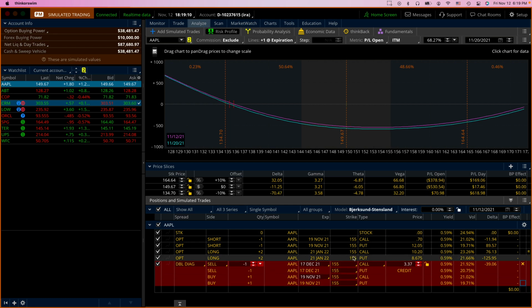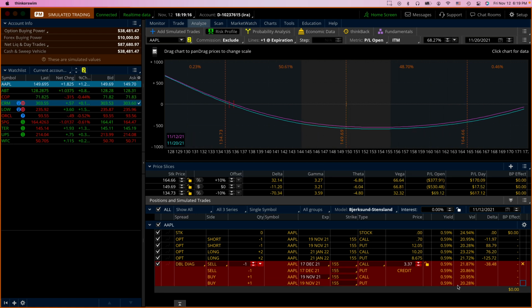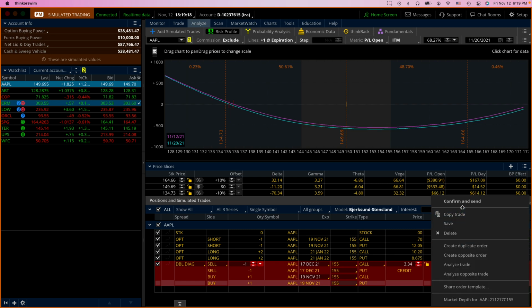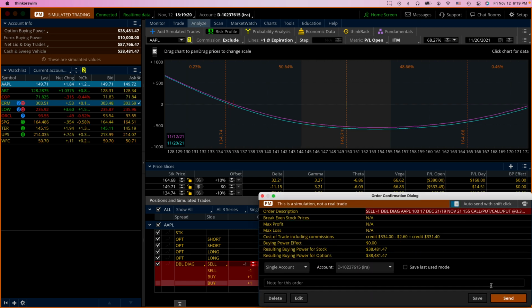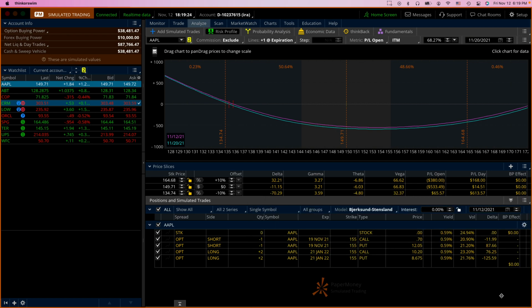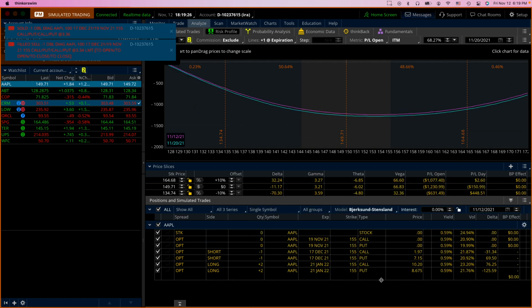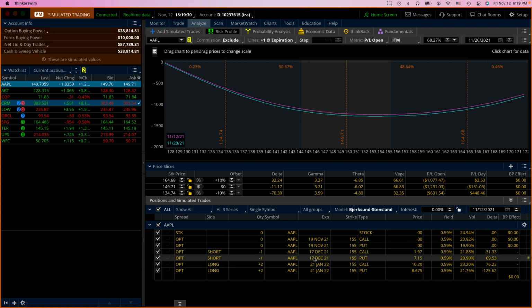You can roll down a put, but I'm not going to do that. We're close enough so that a movement in either direction would be productive, I think. So let's create duplicate, confirm and send. And we're going to get $334 credit for that trade. And it filled very quickly. Usually with Apple or some liquid stock like that, it should be no problem to get that.